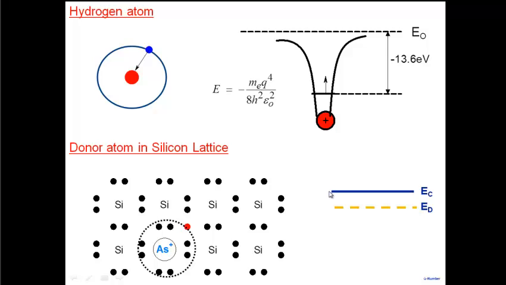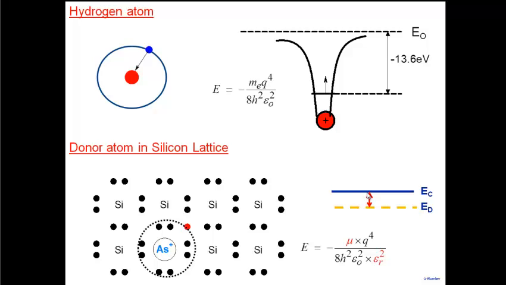So that's the picture. What happens when you add donors? It introduces levels like this, and that's where my electrons normally belong. This extra electron normally belongs in these levels, and if you give it enough energy, it will go to the conduction band and become free. So that's the picture of what happens when you add a donor atom to your silicon. It introduces these donor levels. This energy is important.